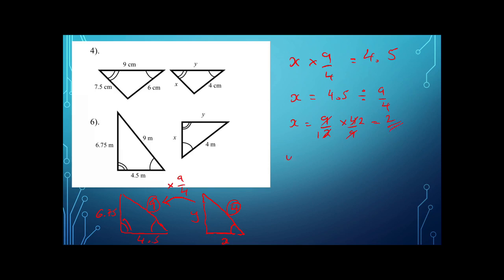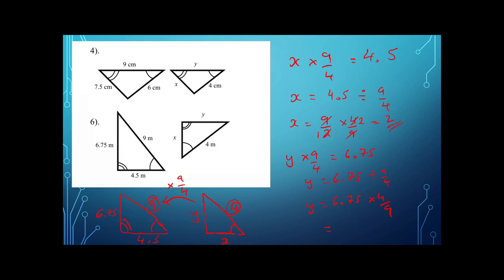Okay, to find y, we know that we must multiply by 9/4, and that's going to give us 6.75. So we want to divide by 9/4. So y is equal to 6.75 times 4/9.